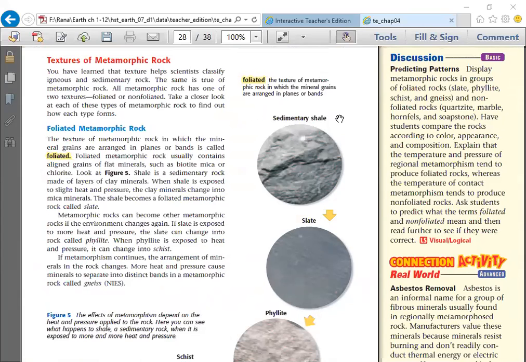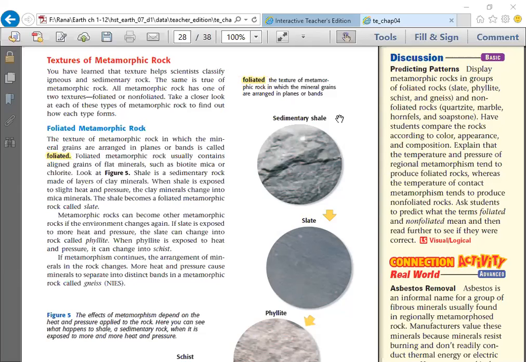Now we have another thing, the texture. What about the texture of the metamorphic rock? We studied the texture in igneous and sedimentary rock, and always we said that the texture should be fine grained, medium grained, or coarse grained. Do you remember this, guys? Who can remind me what the difference is between fine grained texture and coarse grained texture?